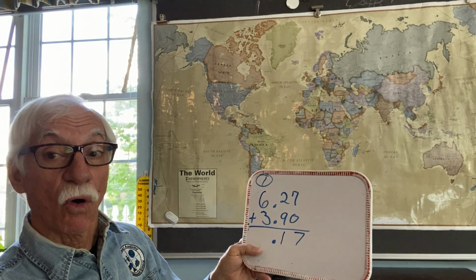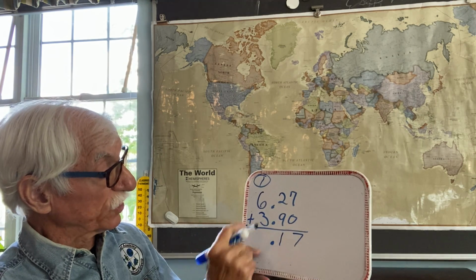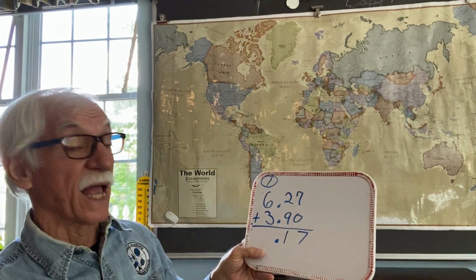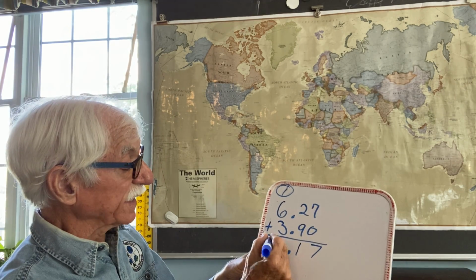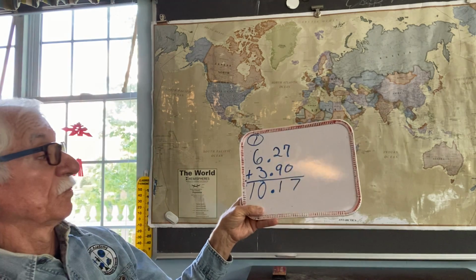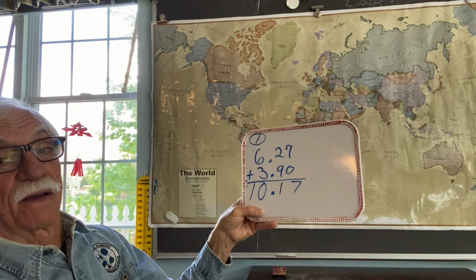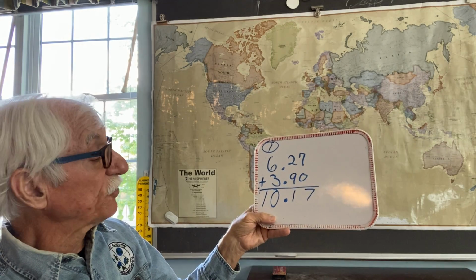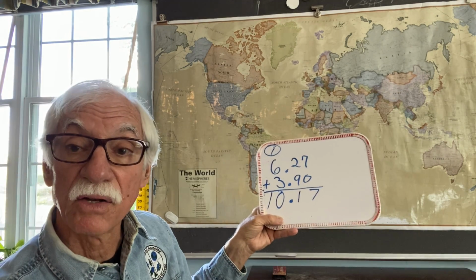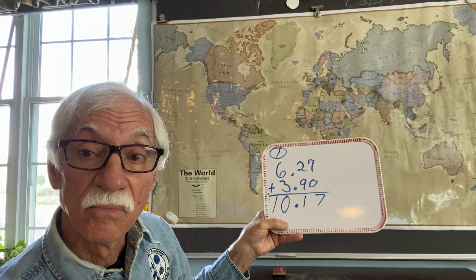And now I'm going to add up the whole numbers. 6 wholes and 3 wholes is 9 wholes, and I had 1 whole at the top that I exchanged. So I've got 10 wholes. So 6 and 27 hundredths plus 3 and 90 hundredths equals 10 and 17 hundredths. Addition with decimal fraction. Let me do one more for you.